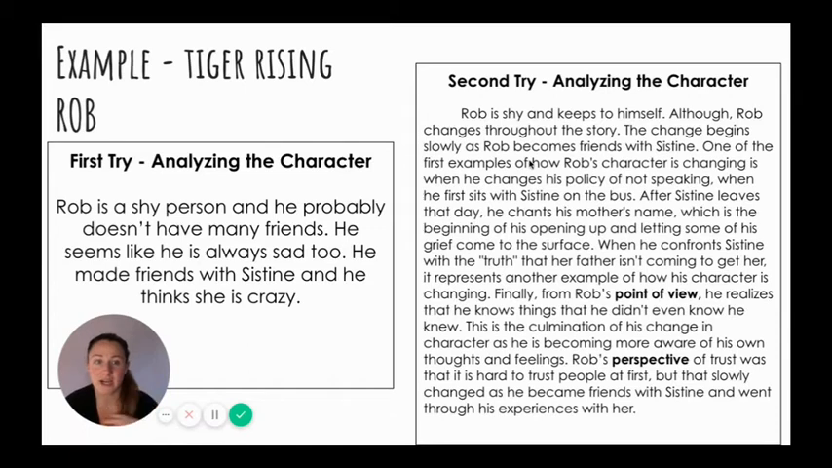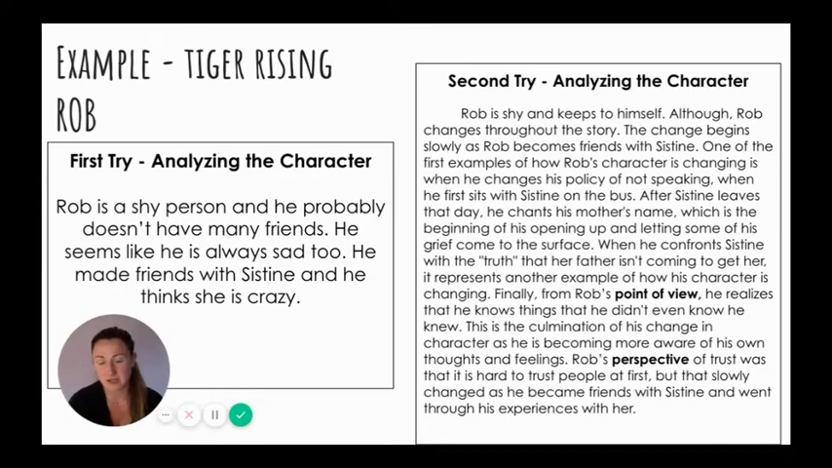So Rob is shy and keeps to himself, although Rob changes throughout the story. The change begins slowly as Rob becomes friends with Sistine, just as I mentioned here, but I'm including a lot more details, evidence to support my thinking. One of the first examples of how Rob's character is changing is when he changes his policy of not speaking, when he first sits with Sistine on the bus. After Sistine leaves that day, he chants his mother's name, which is the beginning of his opening up and letting some of his grief come to the surface. When he confronts Sistine with the truth that her father isn't coming to get her, it represents another example of how his character is changing.